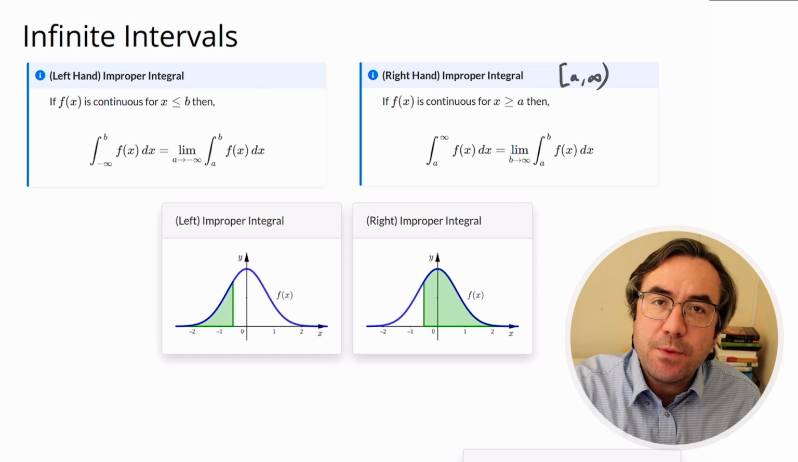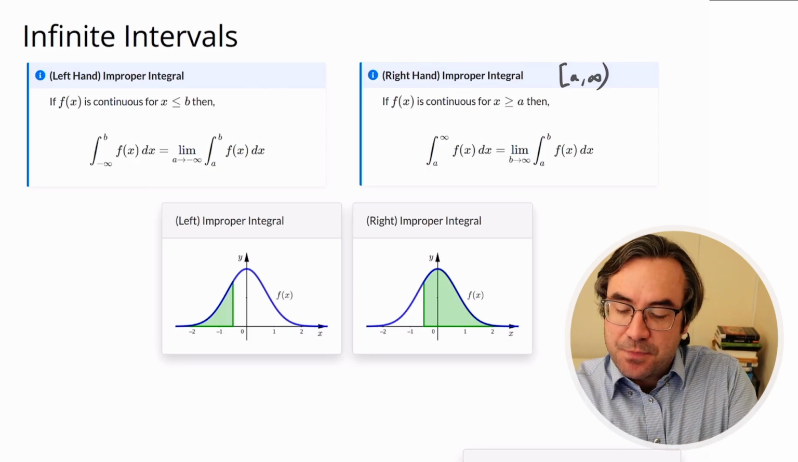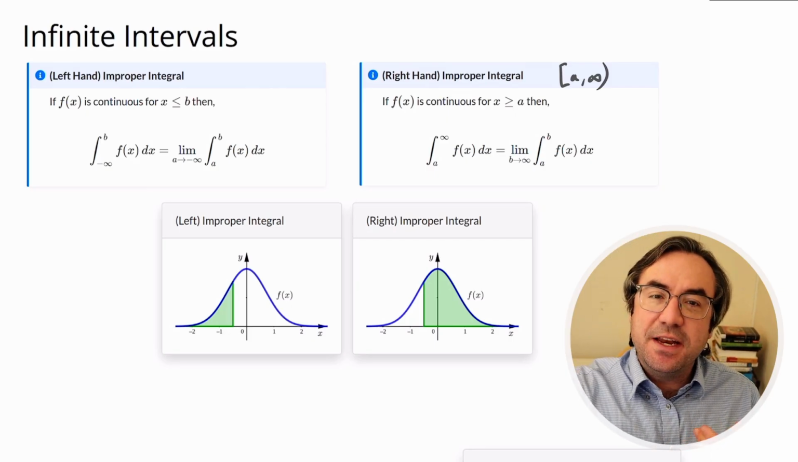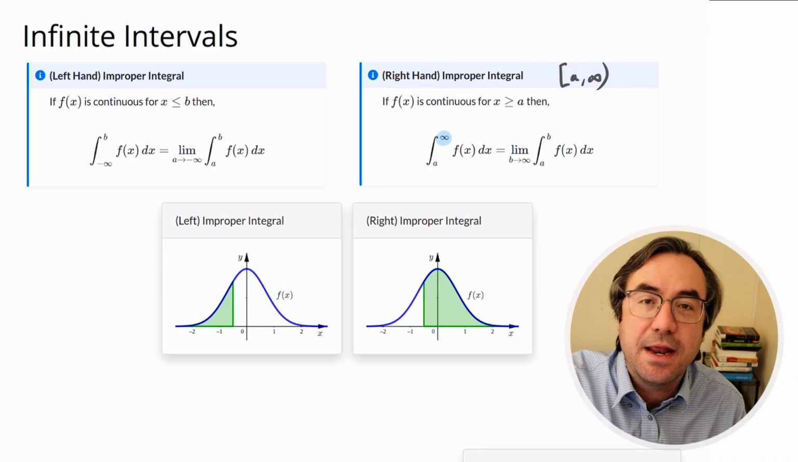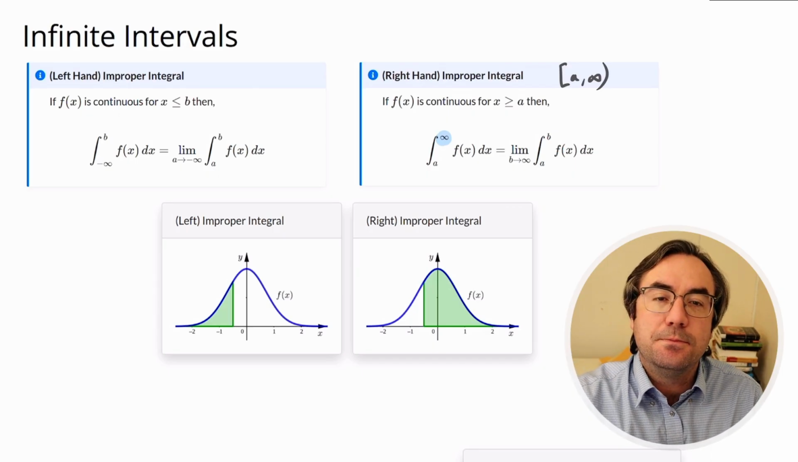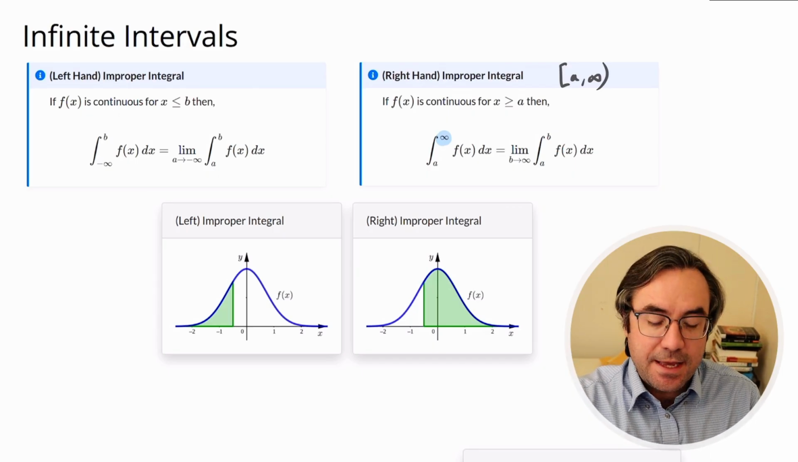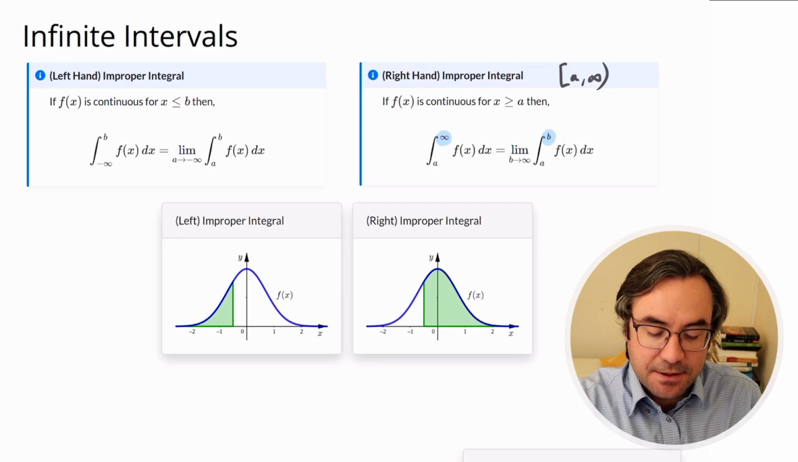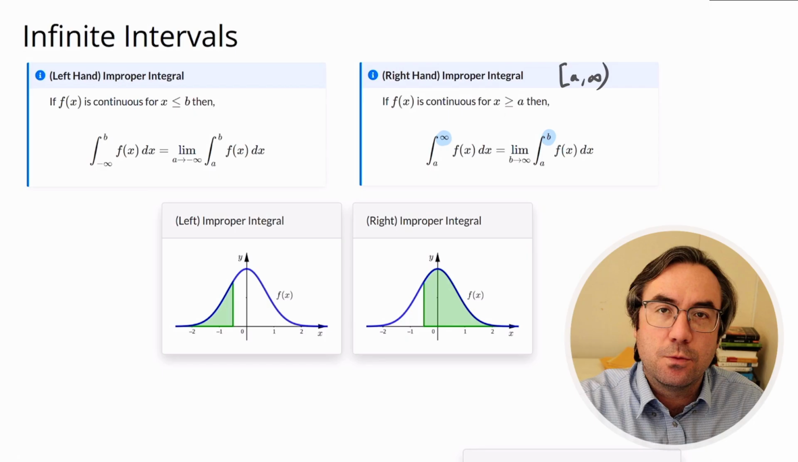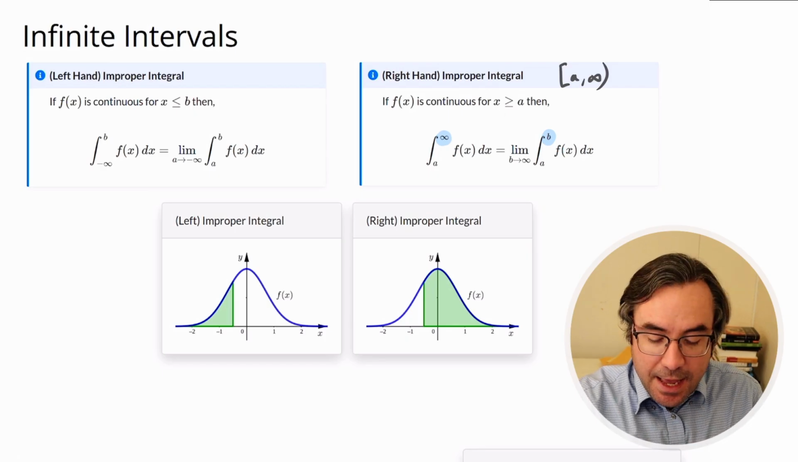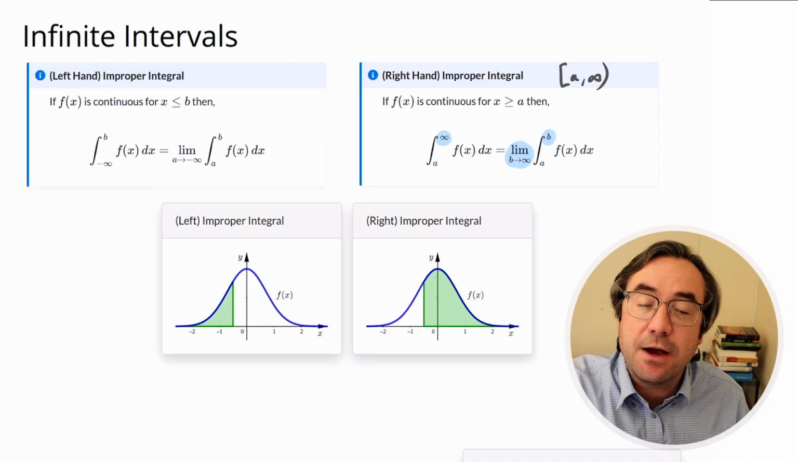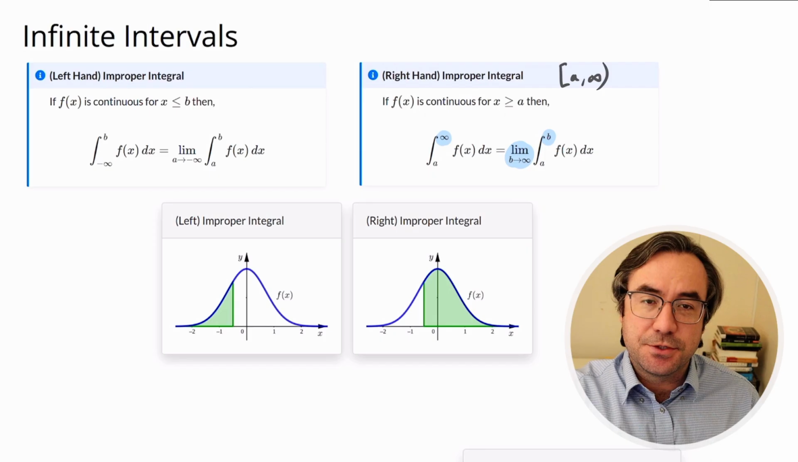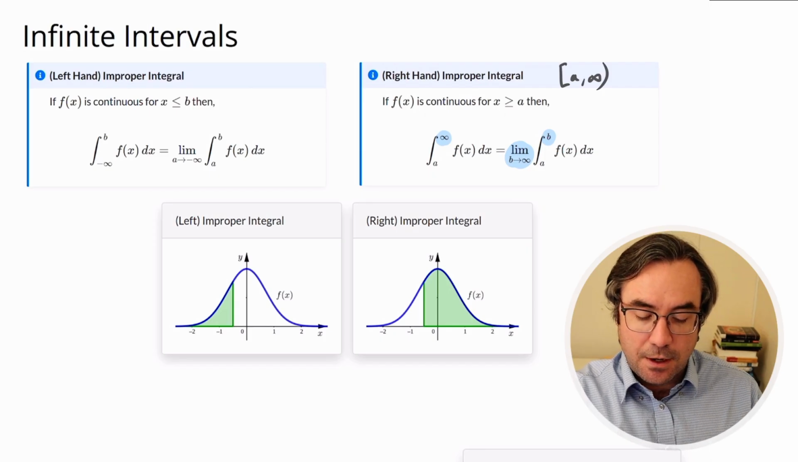And the way we've seen how to handle this is, again, infinity is not a number, so we've got to be careful on how we handle that infinity. So our idea is we replace that with an actual number, so we're just going to call it b, and then we let that number b get larger and larger positive. So we calculate the limit as b goes to infinity.